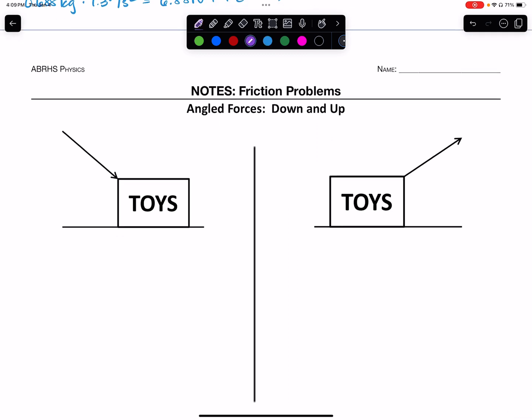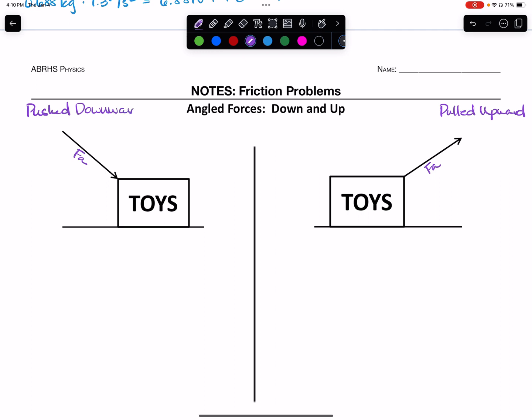All right, this time we're looking at an object that is being pushed across the floor or pulled across the floor with an angled applied force. This is my applied force that's being pushed downward, and this is my applied force where we're being pulled upward.